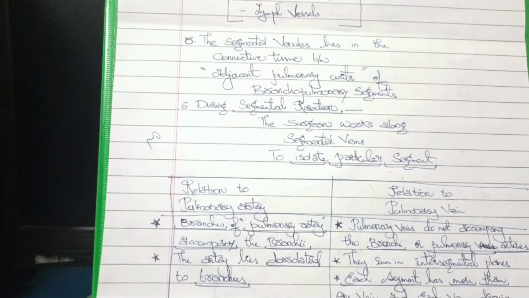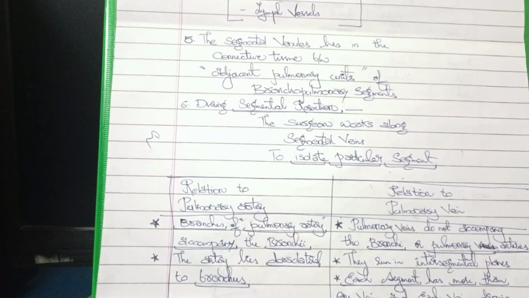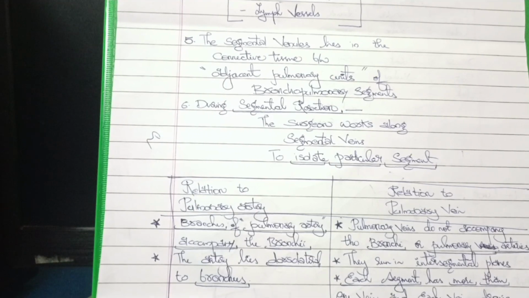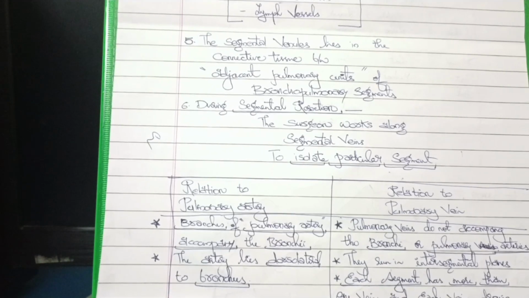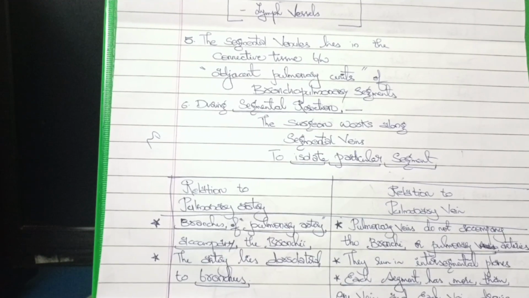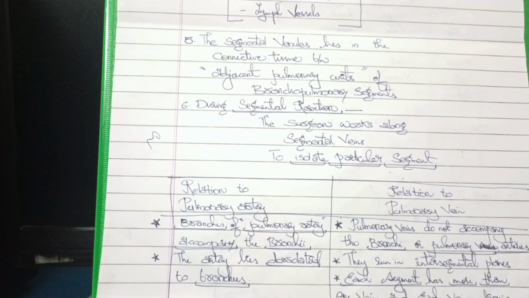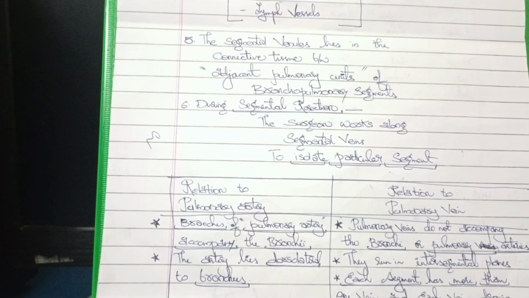The segmental venule lies in the connective tissue between adjacent pulmonary units of bronchopulmonary segments. See, there is a connective tissue between adjacent bronchopulmonary segments. The segmental venules lie in the connective tissue.